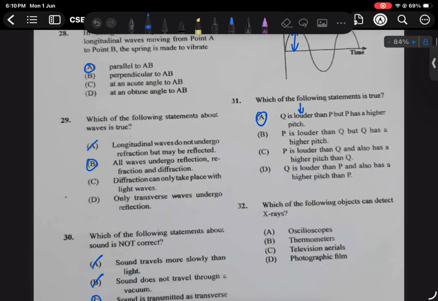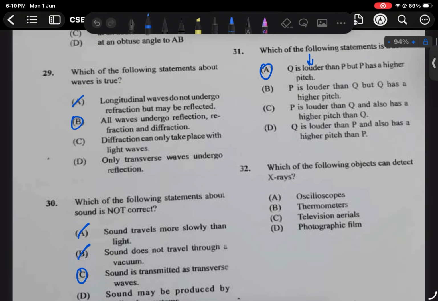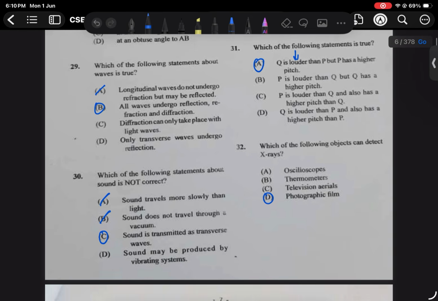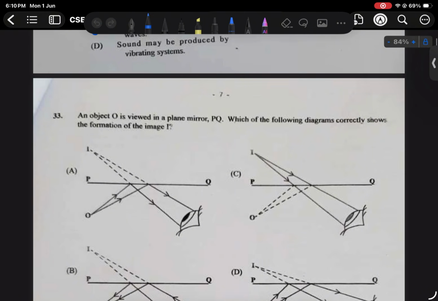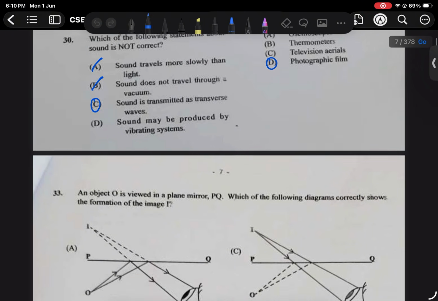Which of the following objects can detect X-rays? Photographic film can detect X-rays. It is comprised of compounds that give off a chemical reaction when an X-ray comes in contact with it.